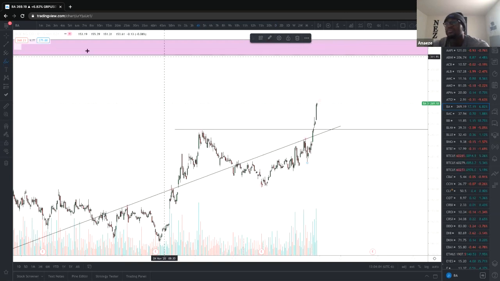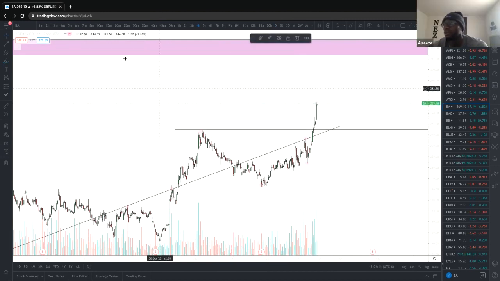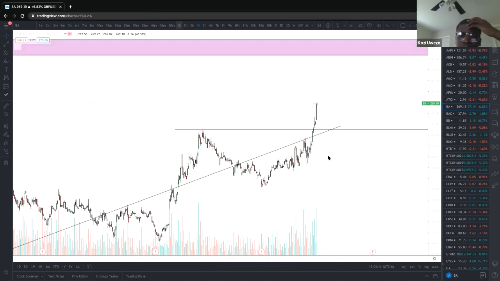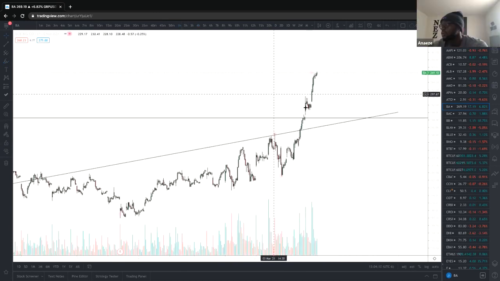Look at the chat. Someone just asked if swing points are the same thing as a pivot point. Oh no, not necessarily. Yeah, that's what I thought.